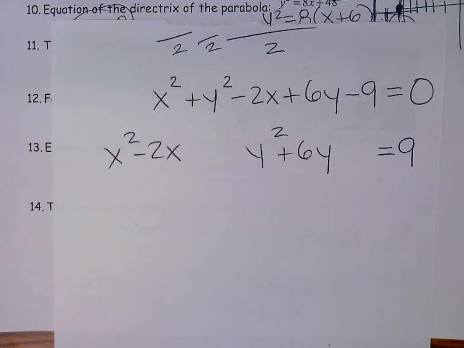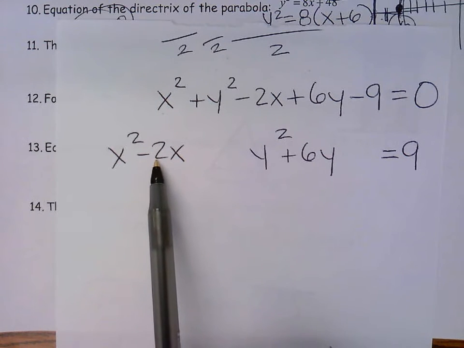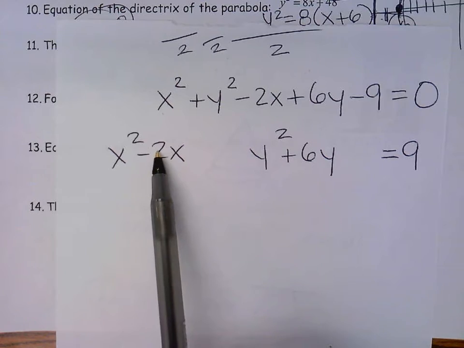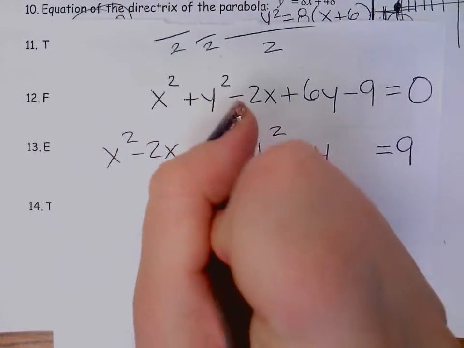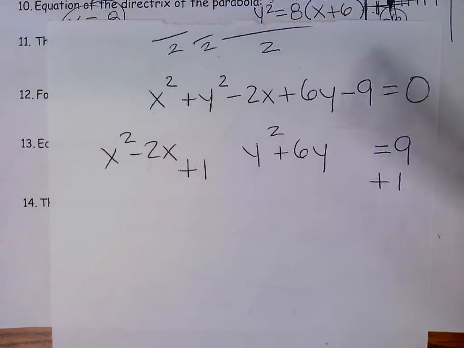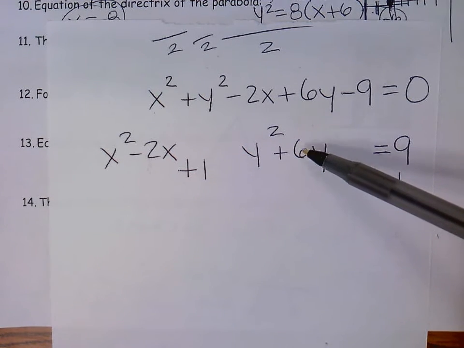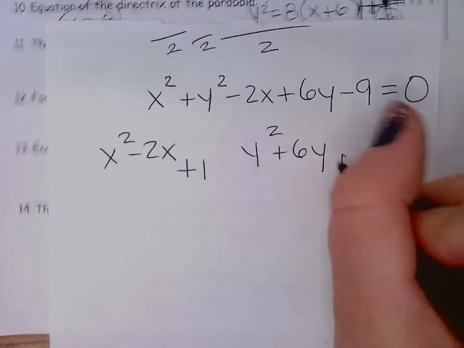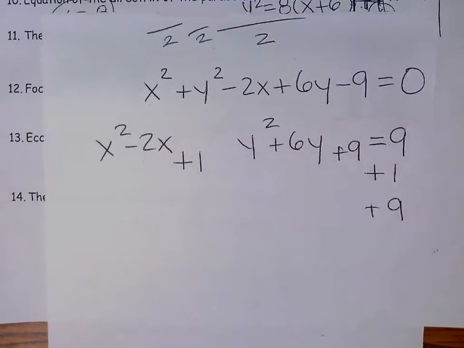And do you remember how to complete the square? What the formula is? What do I do, Jack? Divide this number by 2 and square it. So -2 becomes -1. And then when I square -1, I'd get +1 that I add to both sides of the equation. And then this would be 6. So 3 squared is 9. I have to add 9 to both sides of the equation.